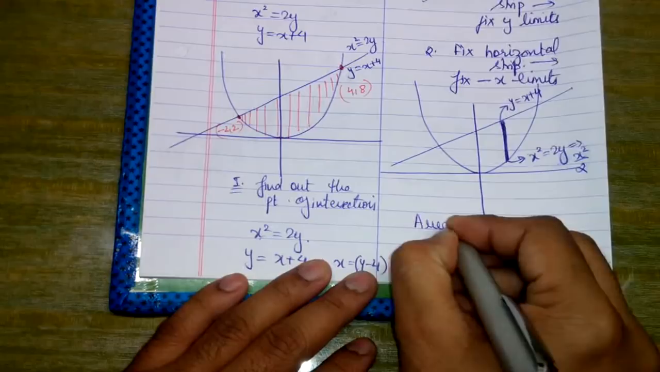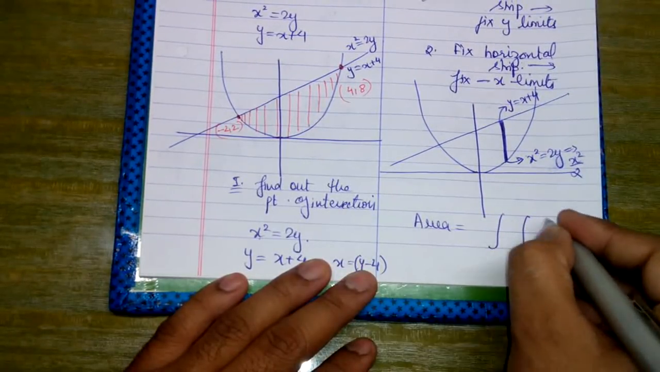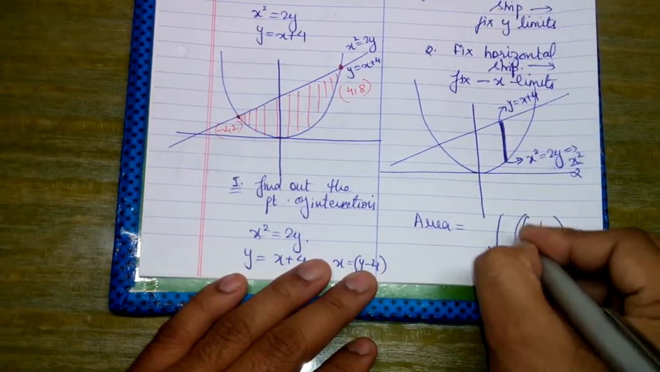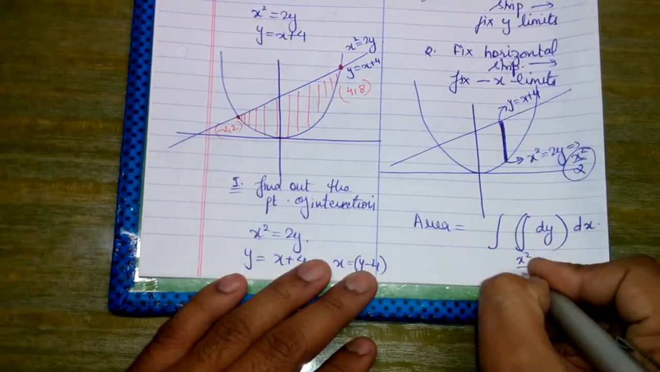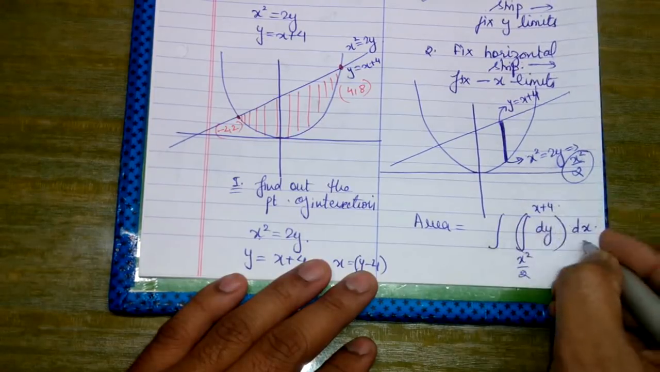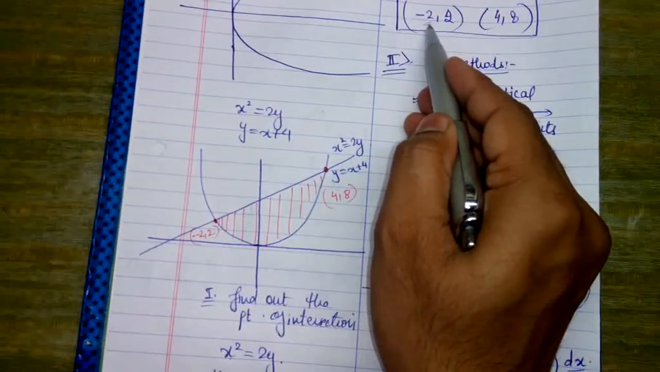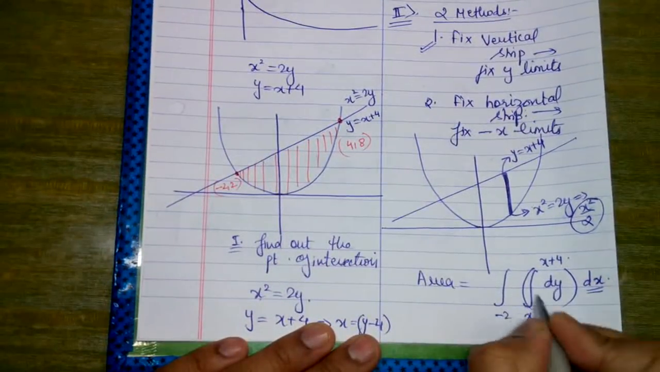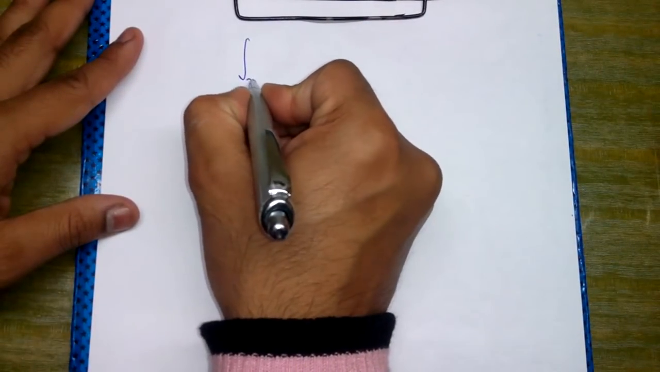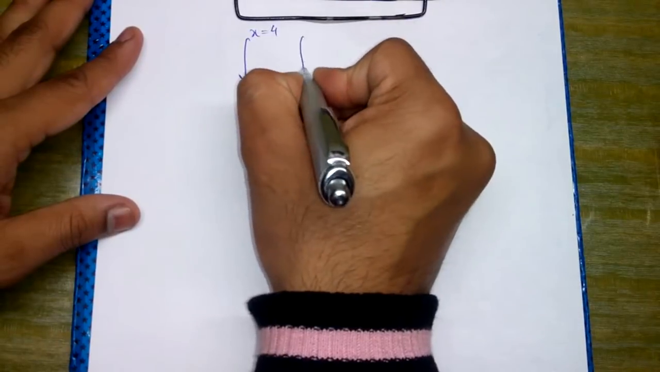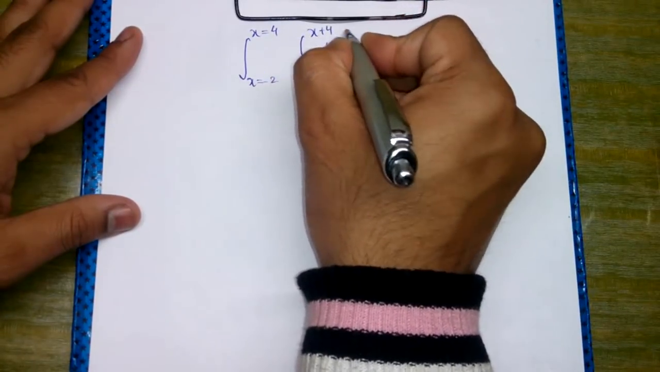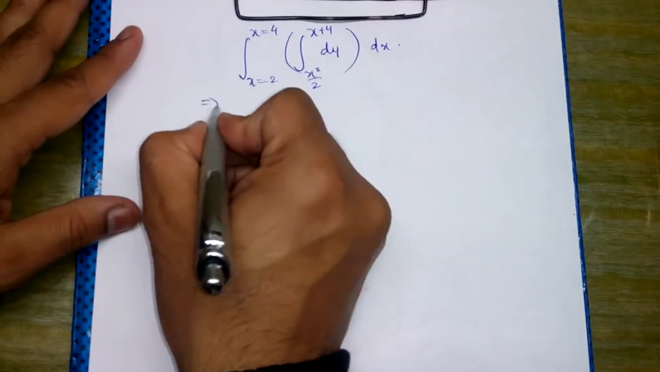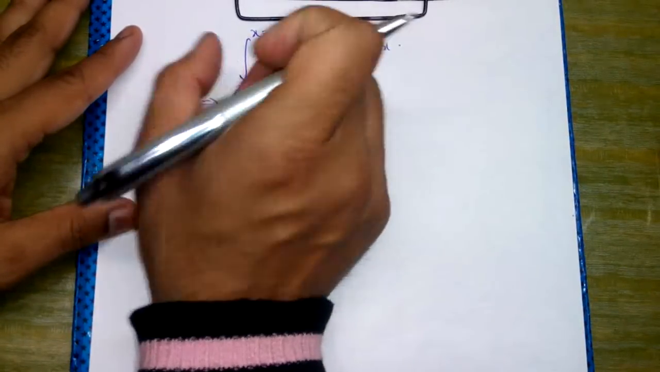So the area will be written as a double integral, such that the inside integral is dy and the outside is dx. Corresponding to dy, the limits are x square upon 2 to x plus 4, and the limits of x are varying from minus 2 to 4. So let us again write down that equation. Integral x equals minus 2 to x equals 4, integral dy, such that y is varying between x square upon 2 to x plus 4, dx.